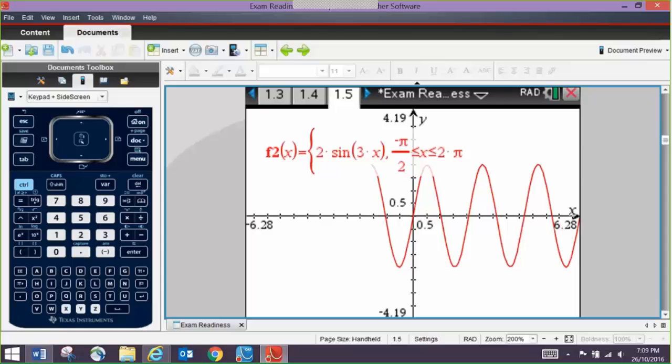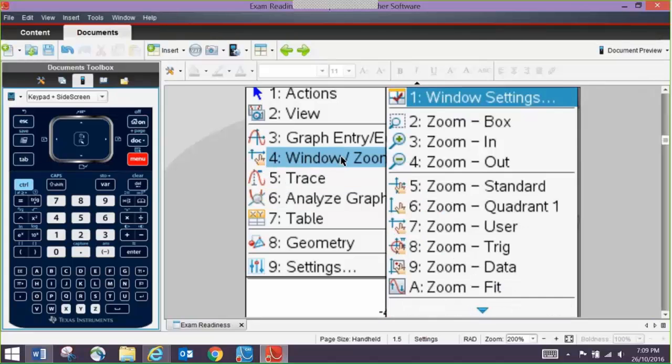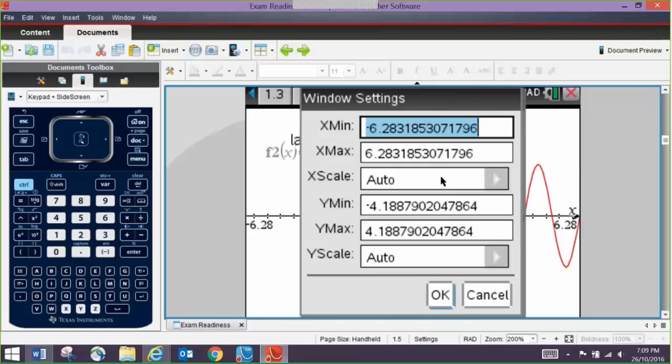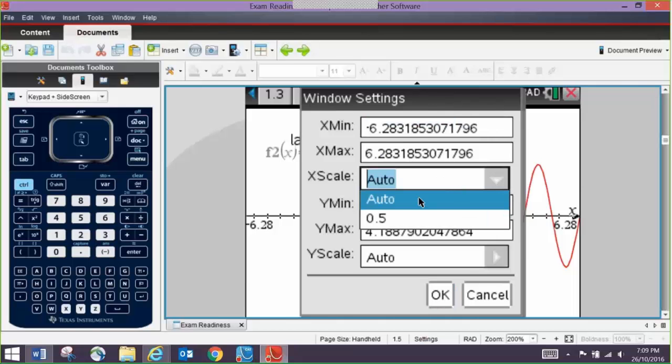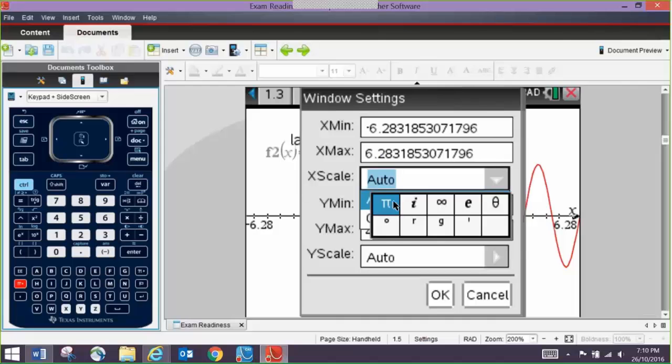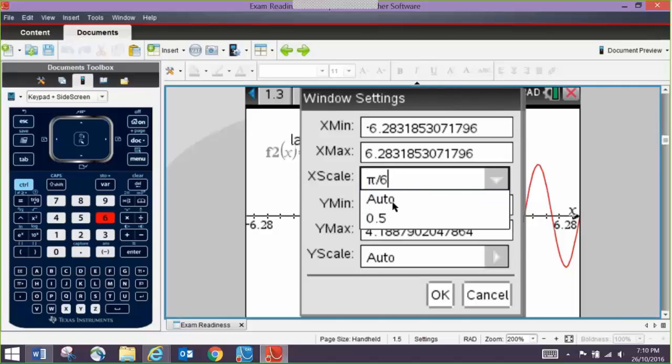So it's a better fit for the graph, but still, once again, the scale is in this 0.5 of a radian. Not all that useful for finding features of the graph. So what we can do is change that in window settings, at this X scale. We can put something else in. So I'm going to put in pi on 6. I'll actually use the pi button this time. Pi divided by 6, just to have a look at that.